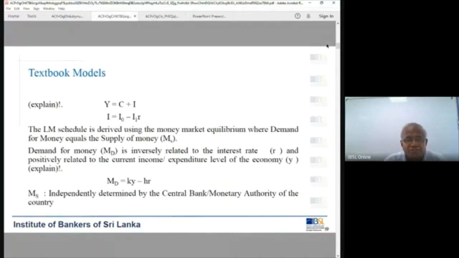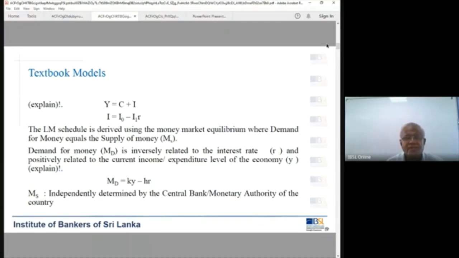Y equals C plus I. Now this is the model. Investment equals I naught, a constant, minus I1 R. This minus sign is very important. Left-hand side I, right-hand side R: negatively related. I naught and I1 are constants, like the demand curve: price and quantity demanded, interest rate and investment.